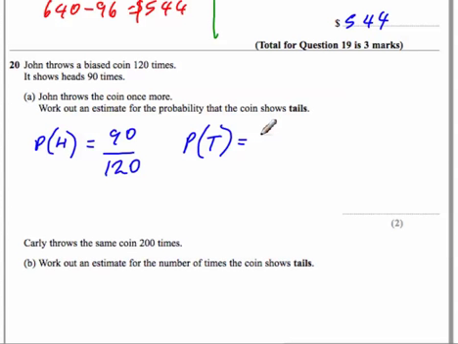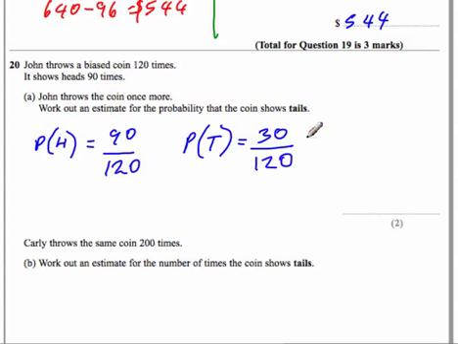So what I'm doing is realising that this and this must add up to a whole one. So if this is 90 120ths, this must be 30 120ths, because if we add those up, 90 plus 30 is 120, and 120 120ths is one whole one, isn't it? So the probability of getting a tail is 30 out of 120.